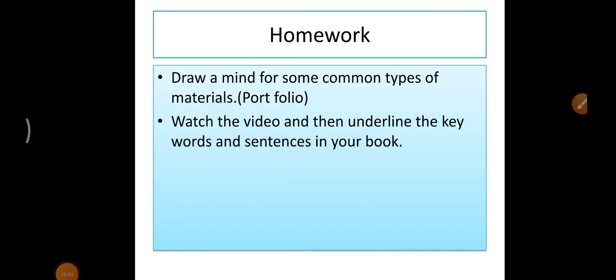And this is your homework question. Draw a mind map for some common types of materials. This is taken as a portfolio mark. And after watching the video, take your book and underline the keywords and sentences, the important words and sentences, of what I discussed in the video.